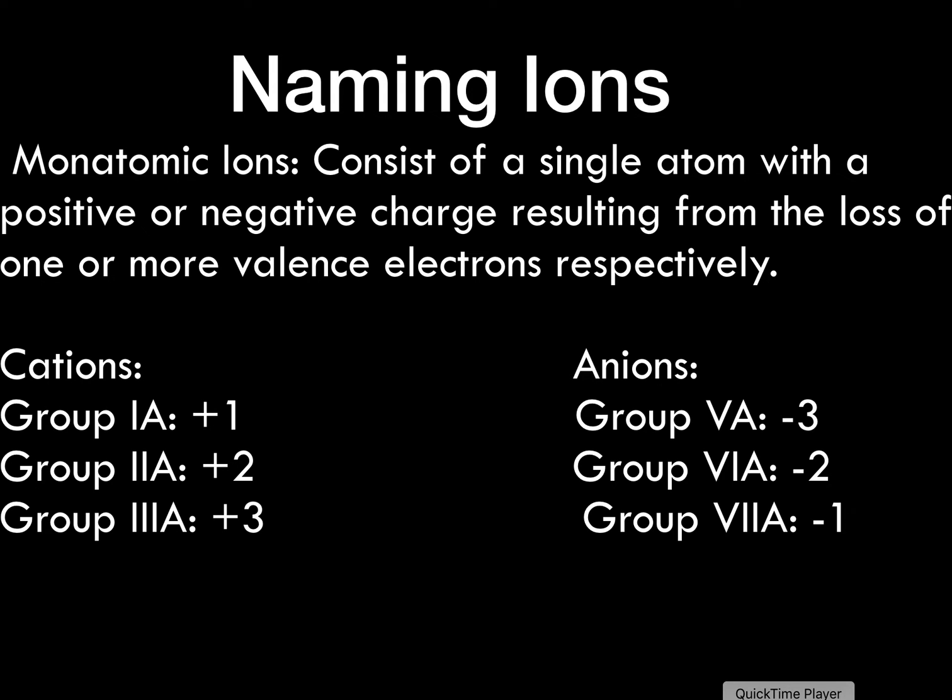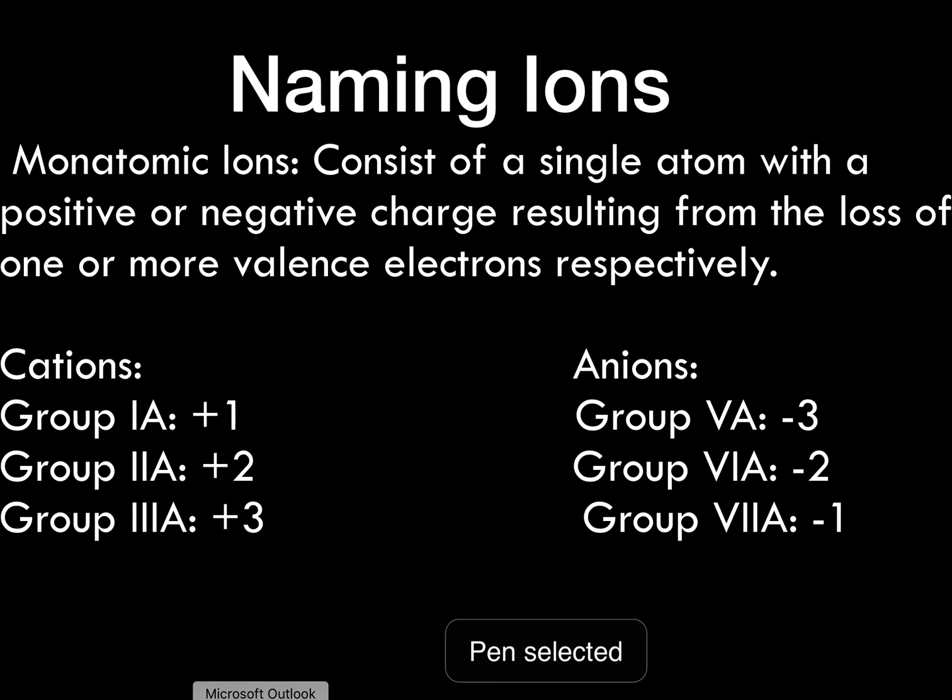Now anions, they gain electrons and they're negatively charged. We have nonmetals. So group 5A, we have a minus 3 charge. Group 6A, minus 2 charge. And group 7A, minus 1 charge. So if I go ahead, we see that cations, their charge is the same as their group number.